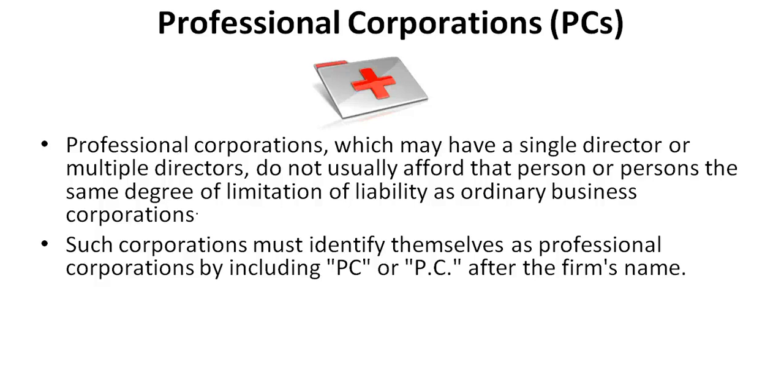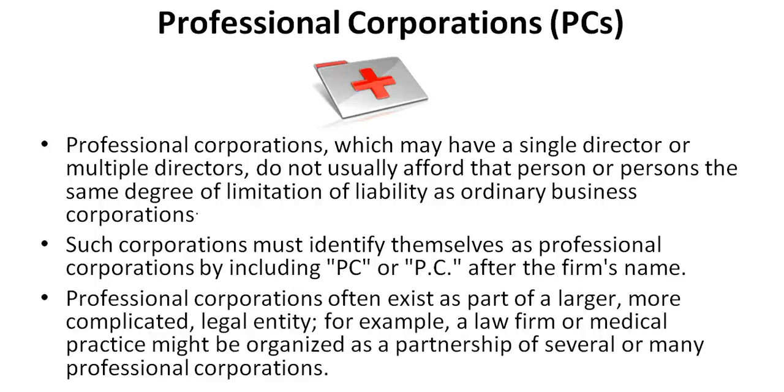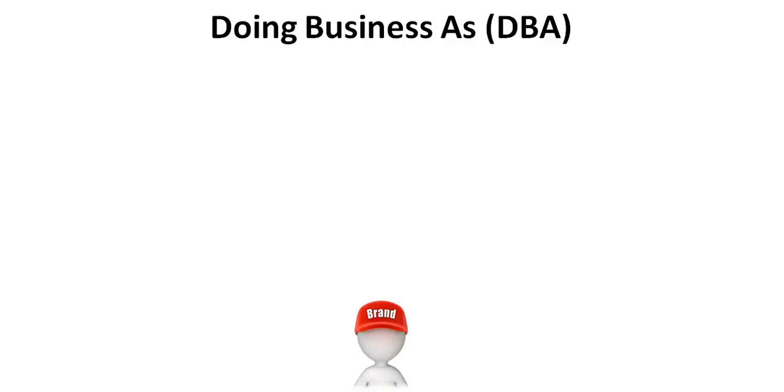Such corporations must identify themselves as professional corporations by including PC or P.C. after the firm's name. Professional corporations often exist as part of a larger, more complicated legal entity. For example, a law firm or medical practice might be organized as a partnership of several or many professional corporations.